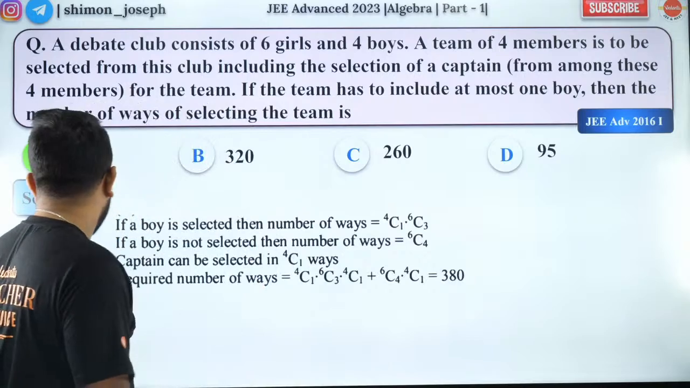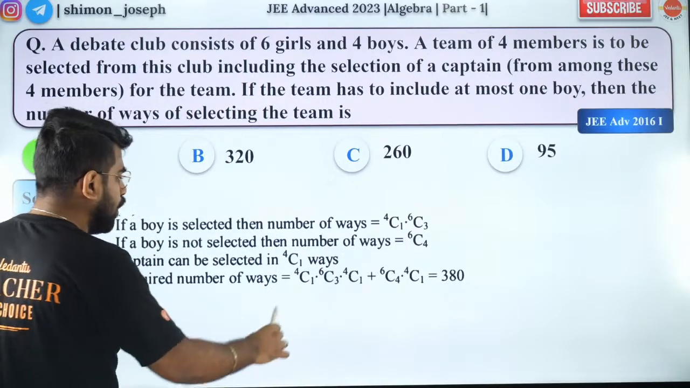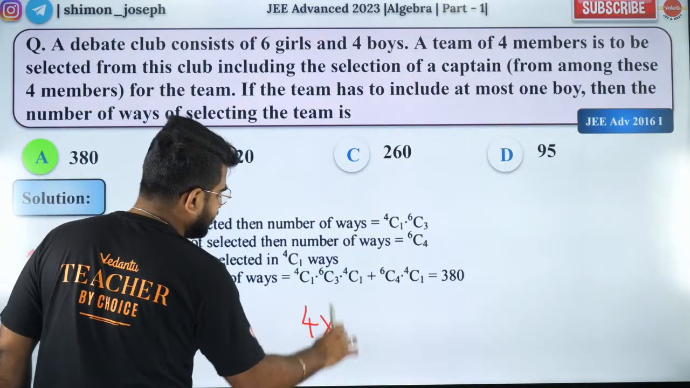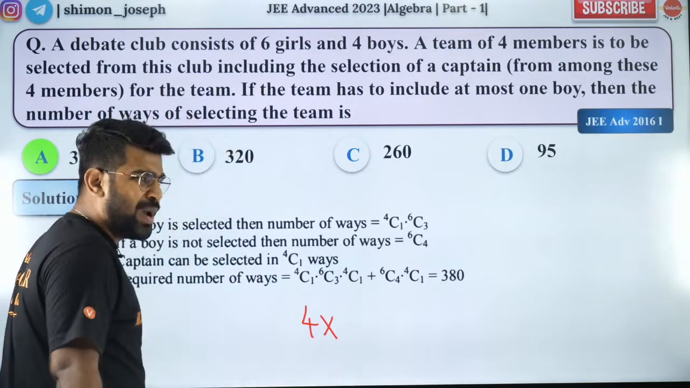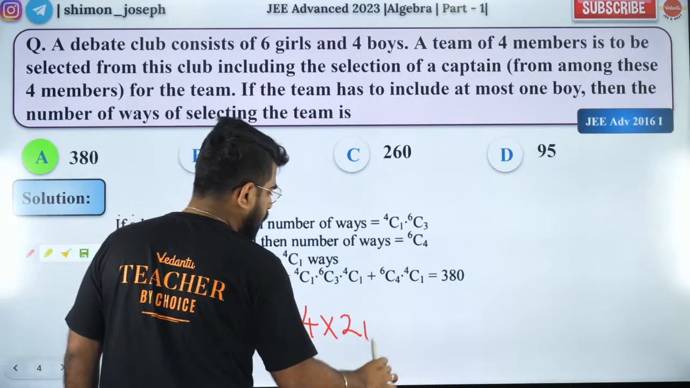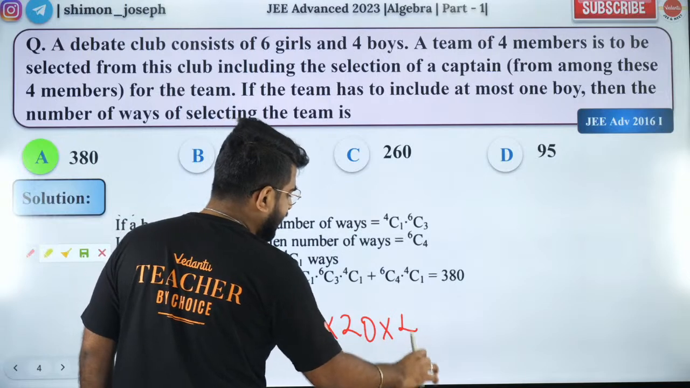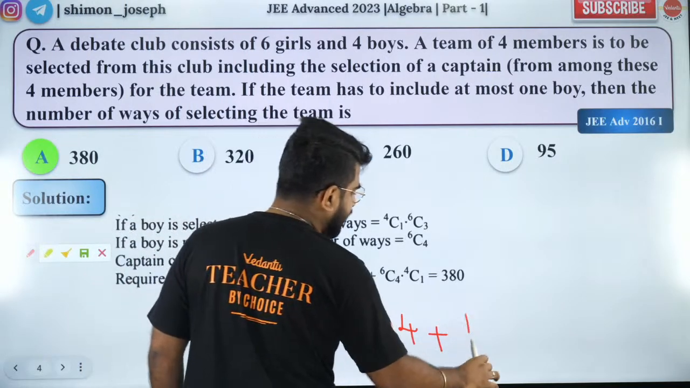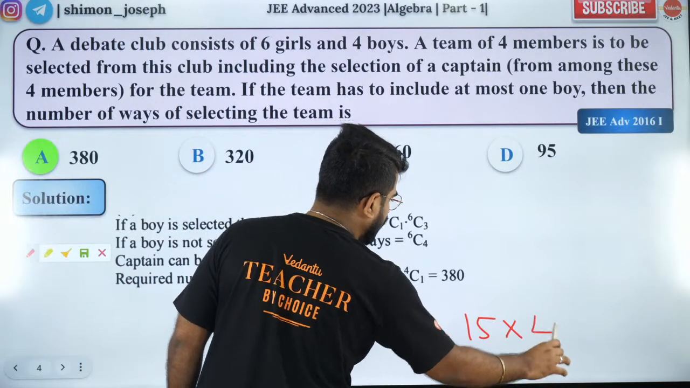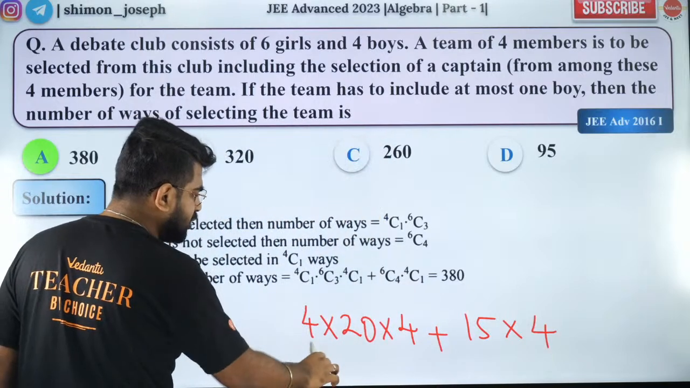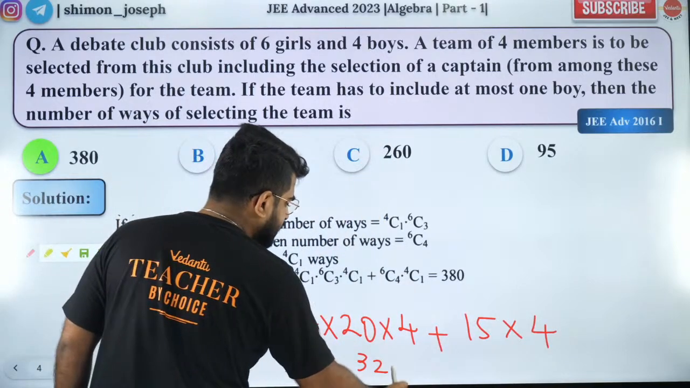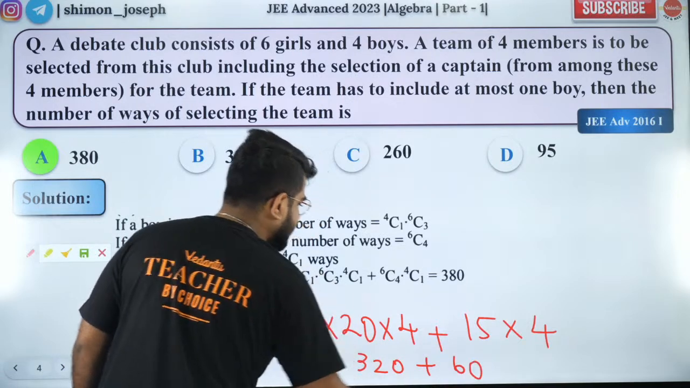Please confirm it, because 4C1 is how much? 4C1 is 4. 6C3 is, I think, 20, if I am not wrong. Okay, and 4C1 is again 4. Plus 6C4 is 15. 15 into 4 is 60. So this is how much? This is 320. 320 plus 60 is 380.